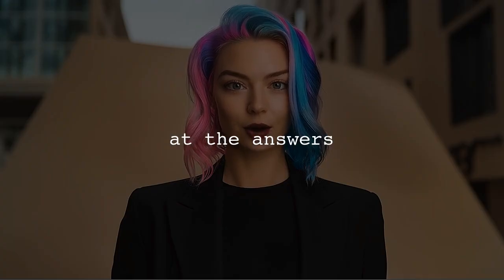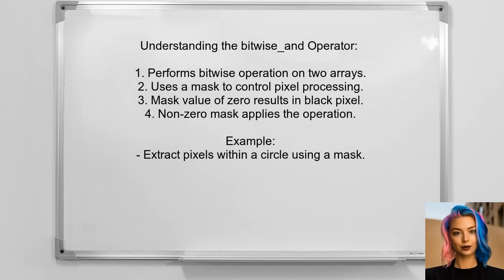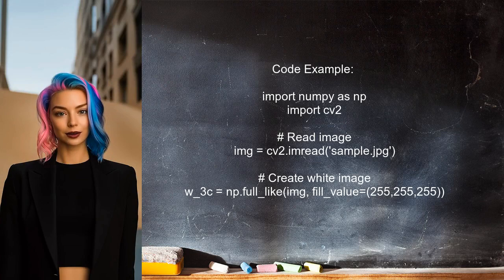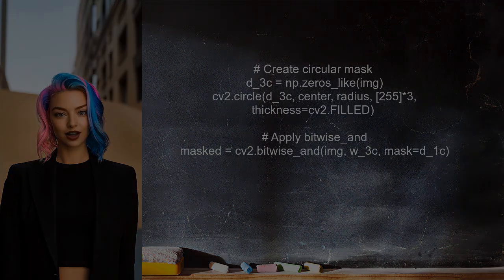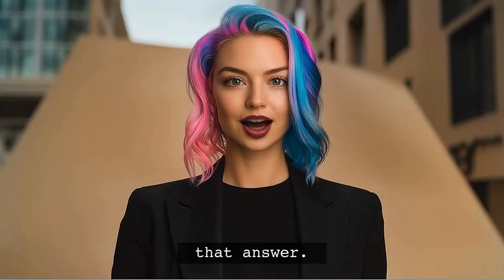Now, let's look at the answers provided by other users. This user explains that the bitwise and operator in OpenCV performs a bitwise operation on two arrays, pixel by pixel. It uses a mask to determine which pixels to process. If the mask value at a pixel is 0, that pixel in the result will be black. If it's non-zero, the bitwise operation will apply. The user also describes how to create a mask and apply it to an image. They provide a code example that demonstrates how to read an image, create a white background, and use a circular mask to extract specific pixels. That's it for that answer. Let's take a look at another one.